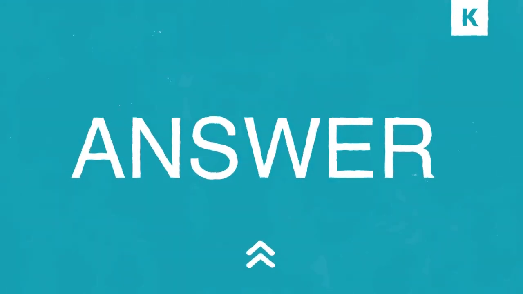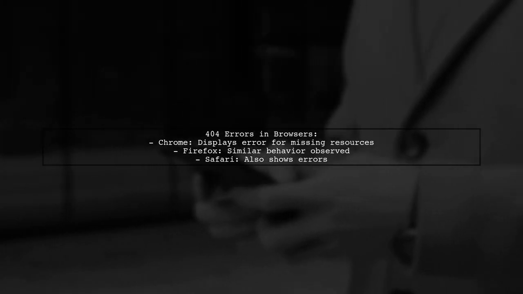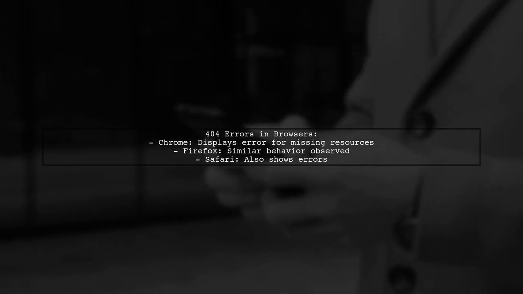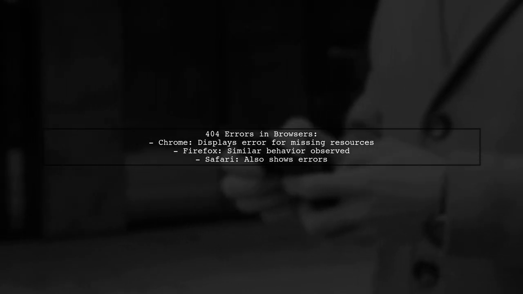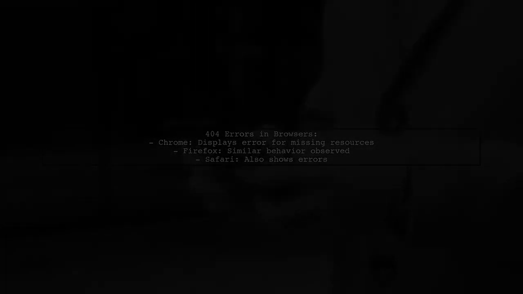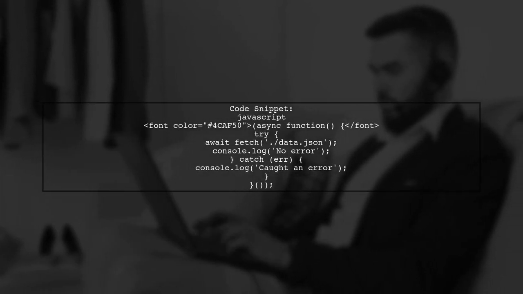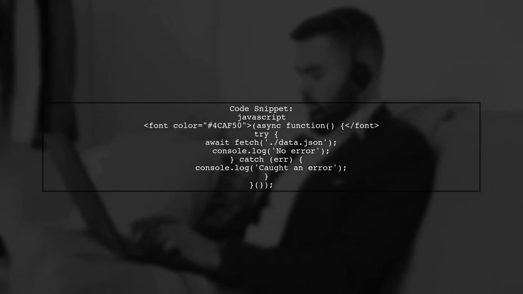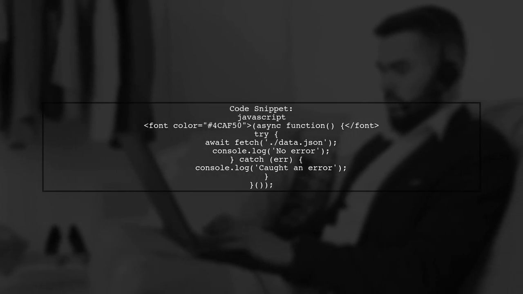Let's now look at a user-suggested answer. In this discussion about the Fetch API and 404 errors, it's noted that only Chrome displays an error when a resource is not found. However, the user is experiencing similar errors in Firefox and Safari as well. The user shared their code, which attempts to fetch a non-existent data JSON file using both async await and promise syntax. They log messages based on whether an error occurs.